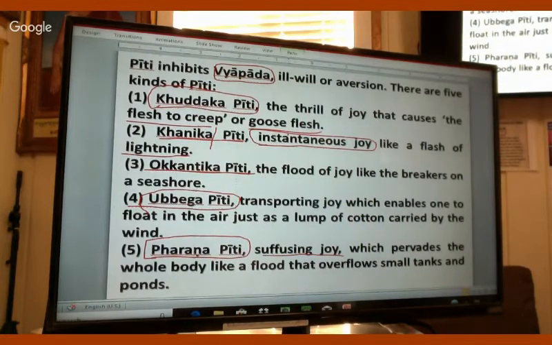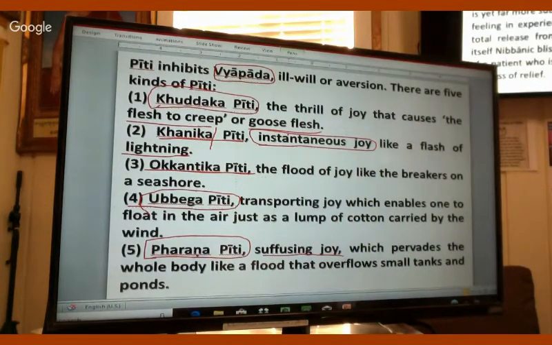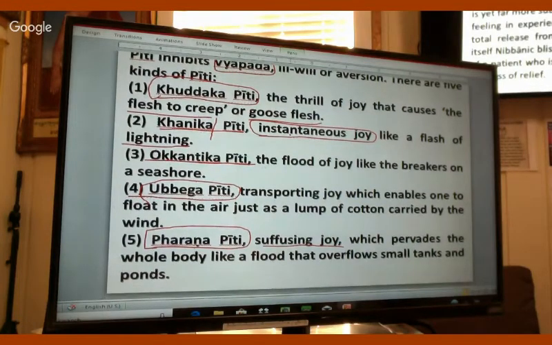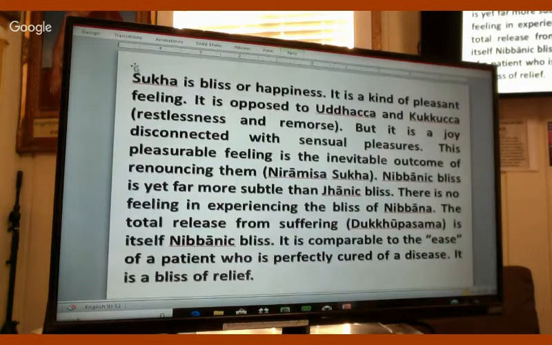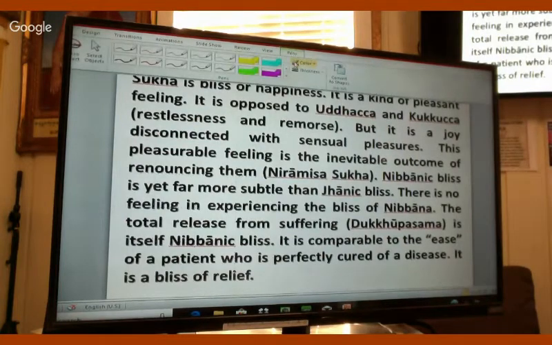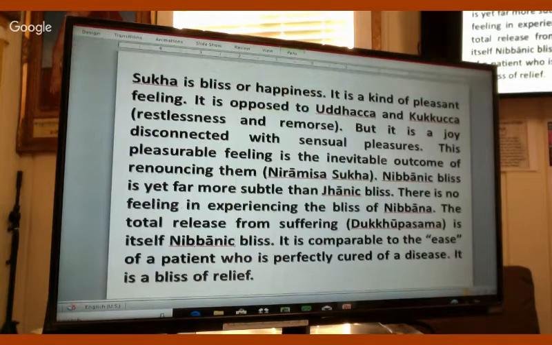Okay, so we will go to the next one, sukha and piti in walking. A little bit of explanation: sukha we need to explain, because there are many kinds of sukha. Sukha is bliss or happiness. It's a kind of pleasant feeling, isn't it? Sukha is a kind of pleasant feeling, but sukha opposes uddhacca and kukkucca.